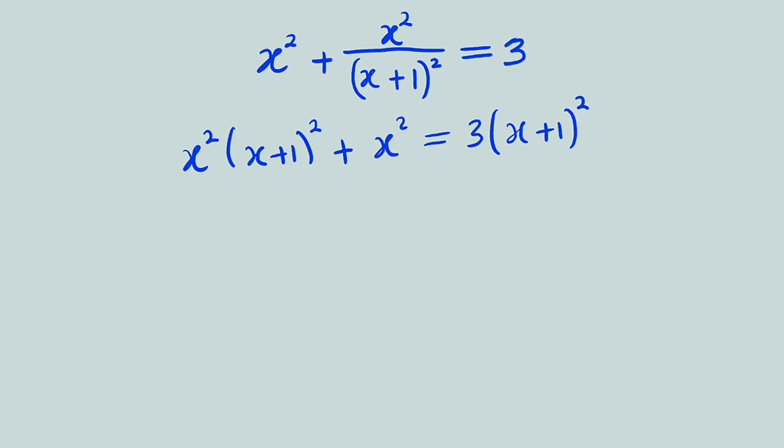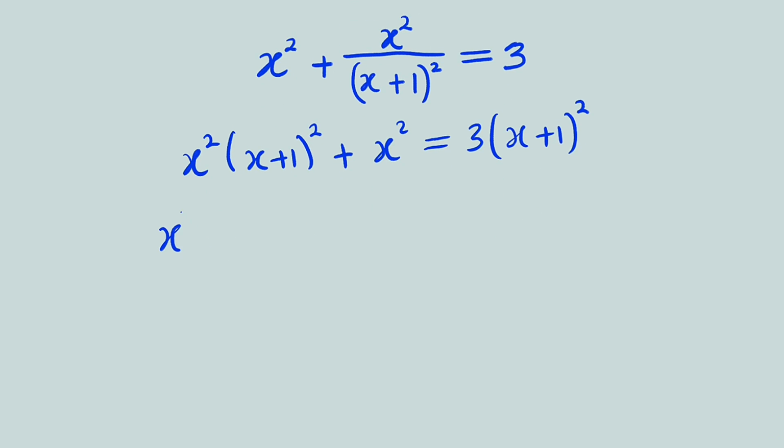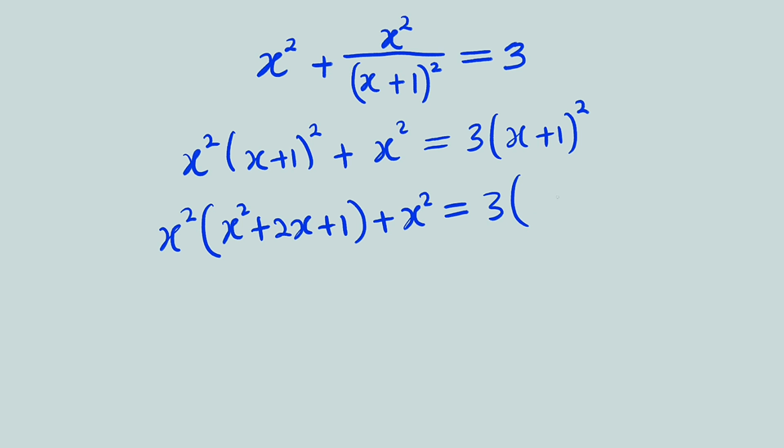Let us expand these brackets. We have x squared multiplied by, if you expand this, x squared plus 2x plus 1, then plus x squared outside. This is equal to 3 multiplied by (x squared plus 2x plus 1). Let's distribute.